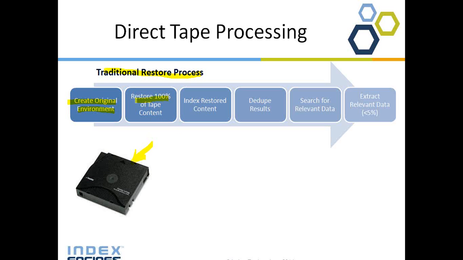Without any knowledge of what exists on these tapes, you'll need to restore 100% of the tape content, index what's restored, dedupe the results. As you know, on tape, there's significant volumes of redundant and duplicative data. You need to clean that up, search for what you need, and then extract that content. So what we see on legacy backup tapes is typically customers need to maintain far less than 5% of what exists on those tapes. So having to restore all of it just to get that 5% is really incredibly time-consuming and a wasted expense.